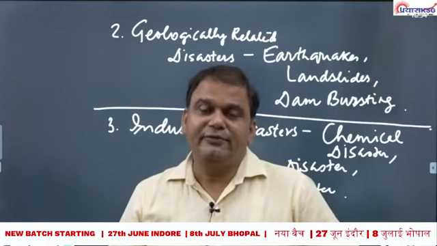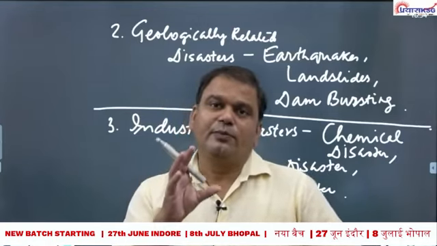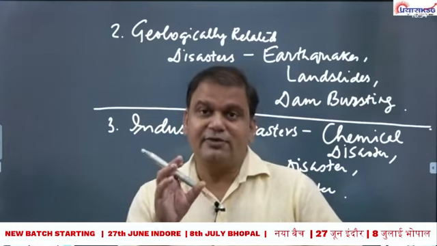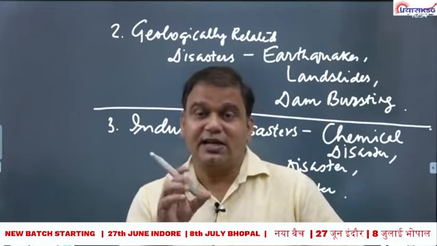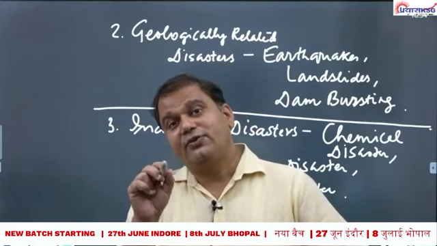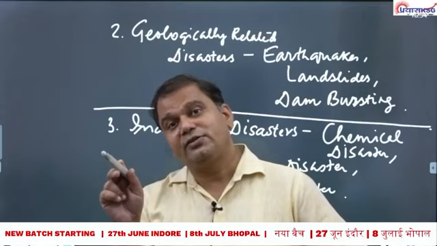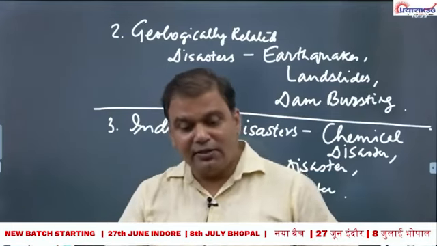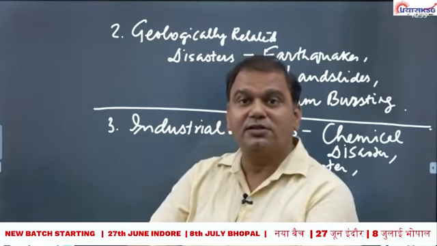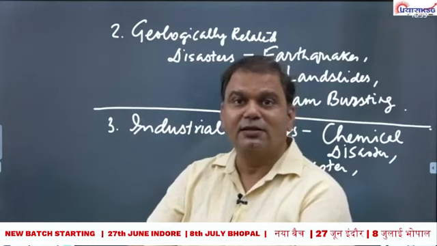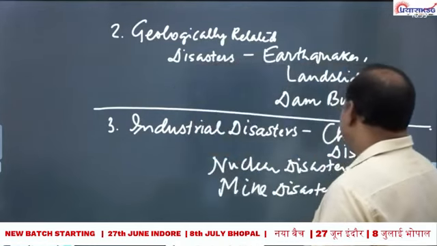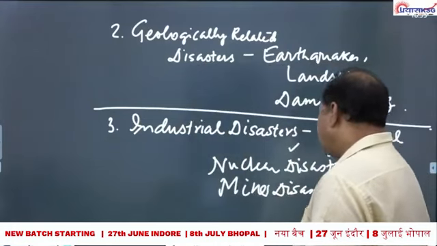See, when we discussed the definition of disaster, what did we discuss? We discussed that, Shashank, disaster is defined as a catastrophic situation in which the normal pattern of life and ecosystem would be disrupted. In this case, the coastal ecosystem is disrupted due to oil spill. That's why we are classifying it as a disaster. Clear? Industrial disaster, which includes chemical disaster, nuclear disaster, and mines disaster.